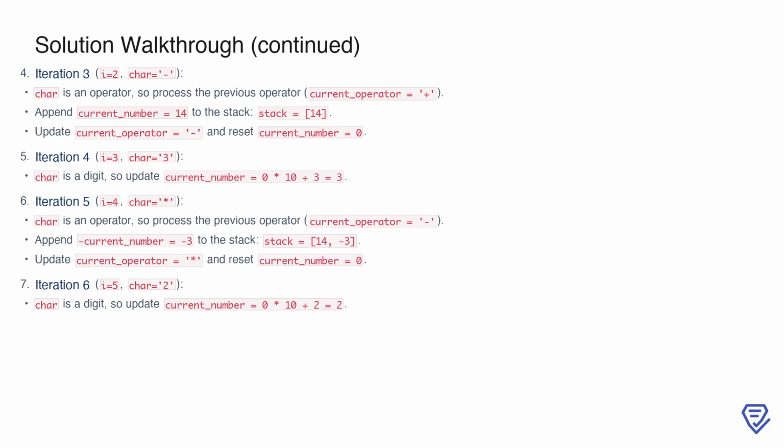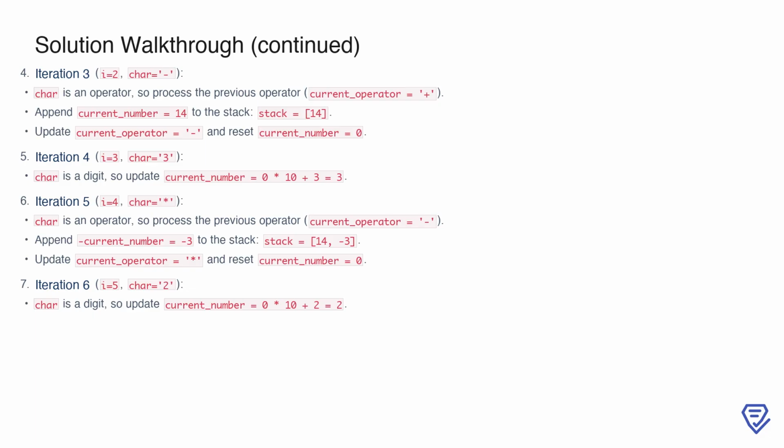We update current_number to 3. In the fifth iteration, the character is *, an operator. At this point, we process the previous operator, which is dash. This means we append the negative of current_number, which is -3, to the stack. The stack now looks like 14, -3. We then reset current_number to 0 and update the current_operator to asterisk.